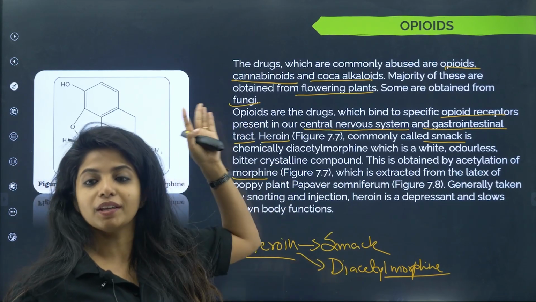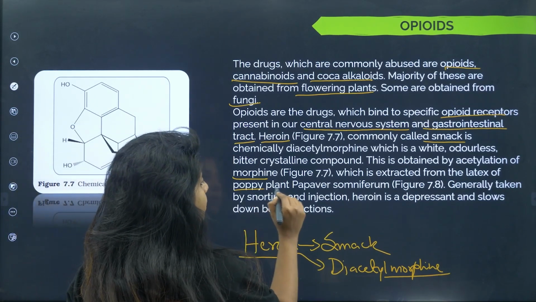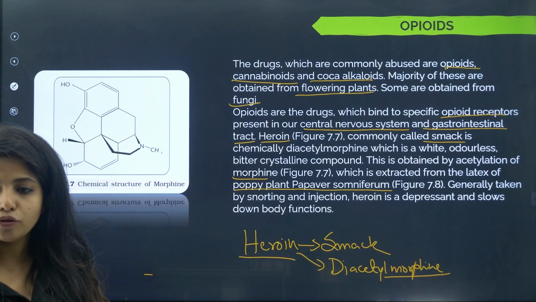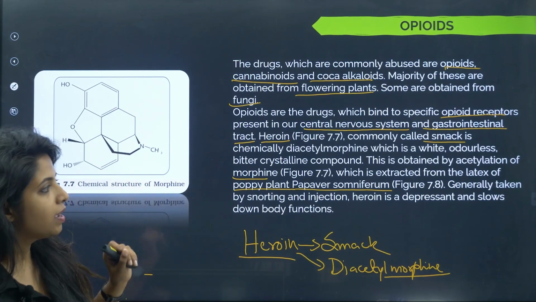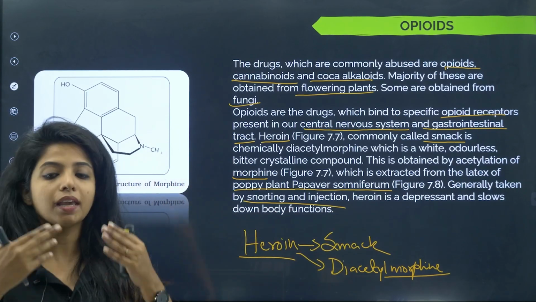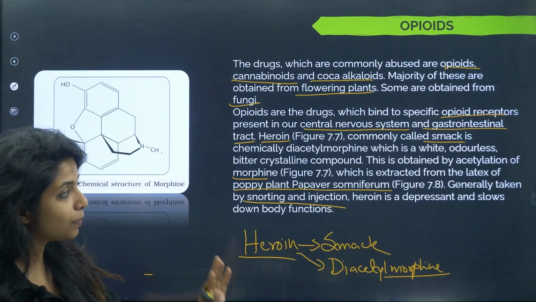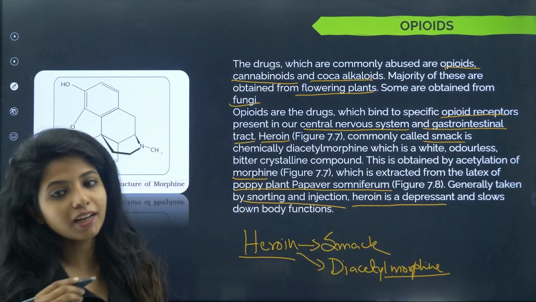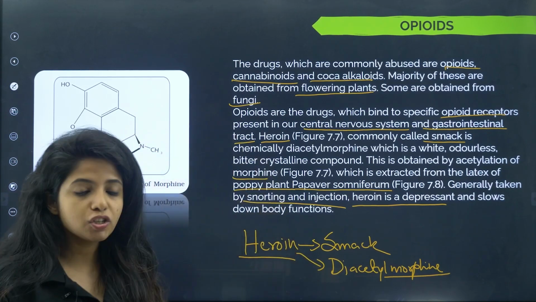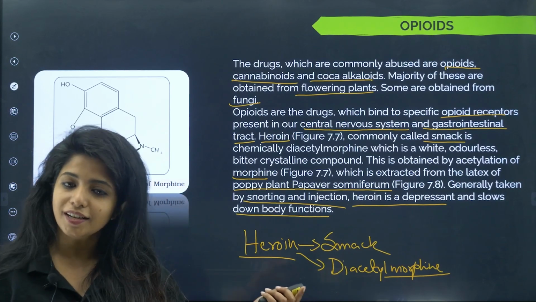Where do you get morphine from? From the opium plant itself, which is extracted from the latex of the poppy plant Papaver somniferum. Okay, it is Papaver somniferum which gives this particular drug. It is generally taken by snorting or injection. Either they can snort it, that is, take it in like this, or they can take it through injection. Heroin is a depressant. It is not something that could make you happy. It is a depressant. Your bodily functions will slowly slow down.